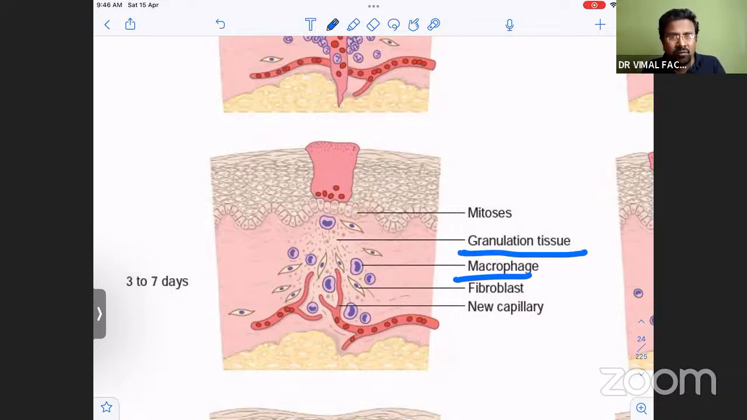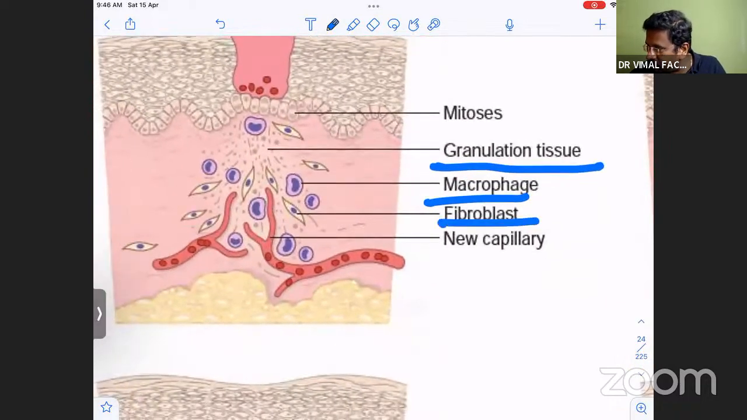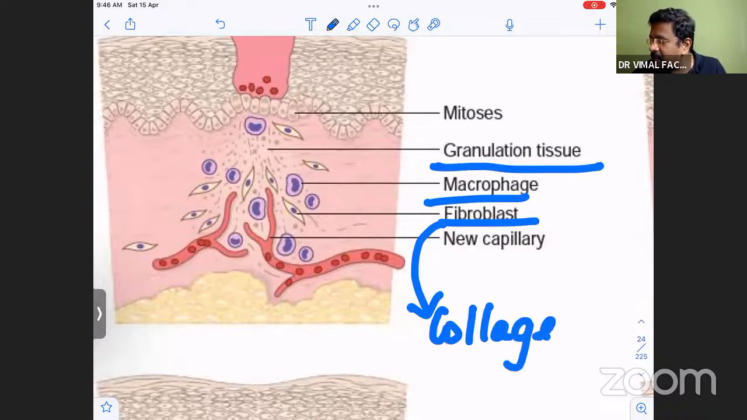So in granulation tissue, what will be there? A lot of macrophages will be there, and you will be getting fibroblast cells. What is the function of these fibroblasts? These fibroblasts are the cells which produce the collagen. The fibroblast only will be producing collagen.